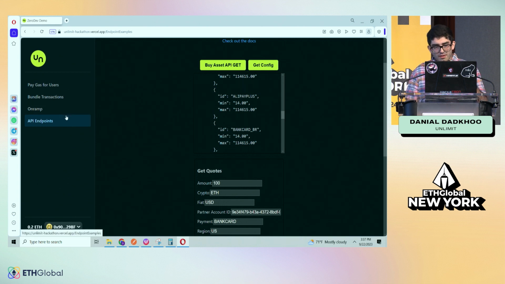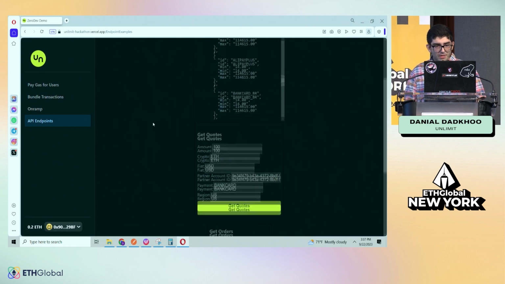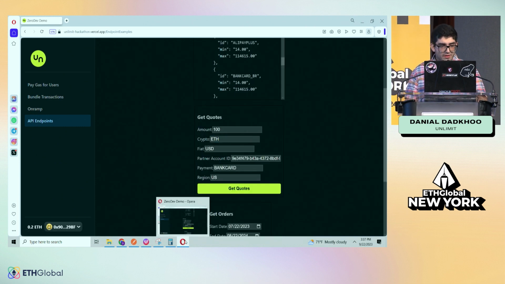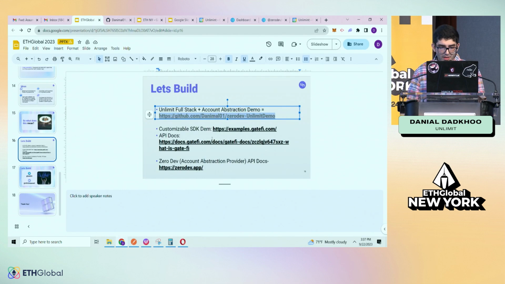So it's nothing crazy happening here, right? I think the interesting part is going to be combining this with the AA wallets, and I will share this with everyone. You can clone it, do whatever you want with it. I have some more examples. I'll share this as well.